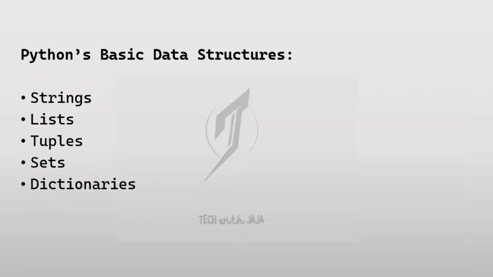Okay, now we have different basic types of structures in Python, which are the lists, the strings, the tuples, the sets, and the dictionaries. So we'll go into each of them in detail and explain how they work.